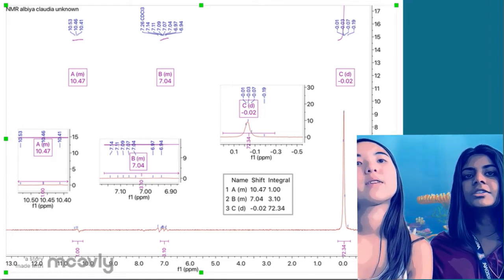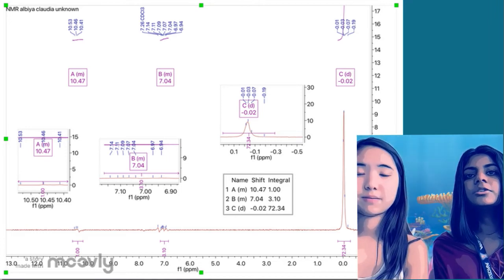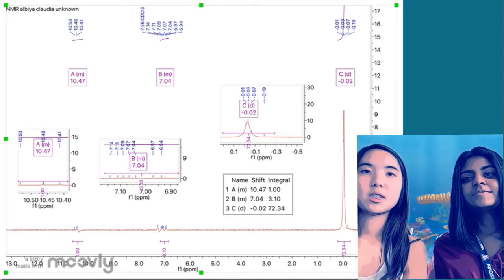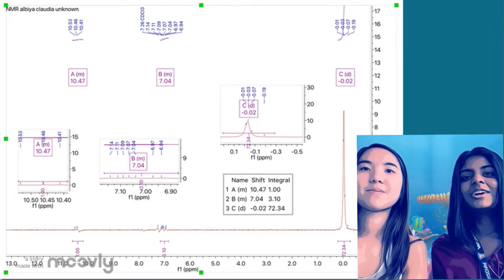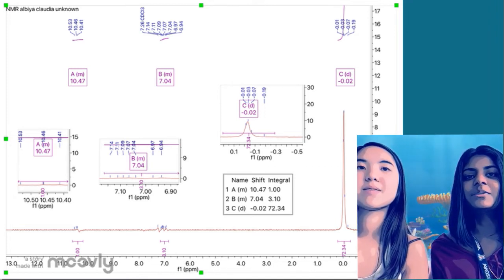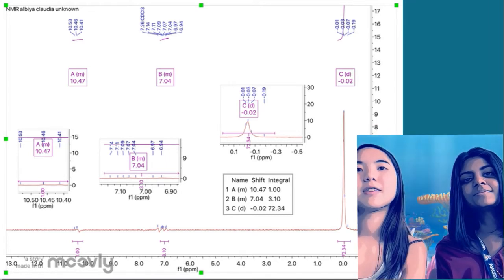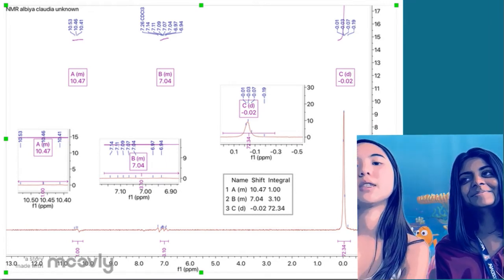Our first signal has only one peak, showing that the carboxyl group has no neighbors. Our second signal has 2 peaks, showing one neighbor. Lastly, our rightmost signal has one peak showing no neighbors. From this it is clear that our unknown consists of a benzene ring, carboxyl group, and a CH group.